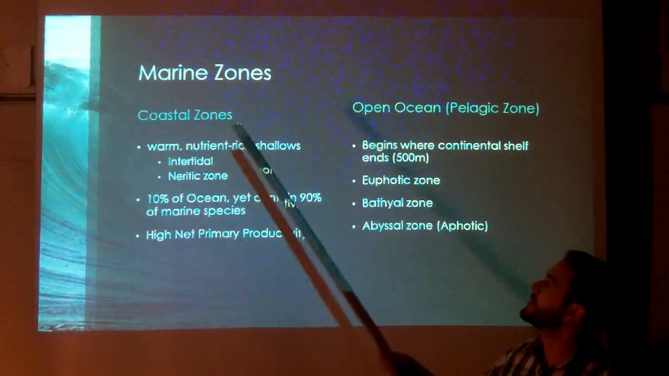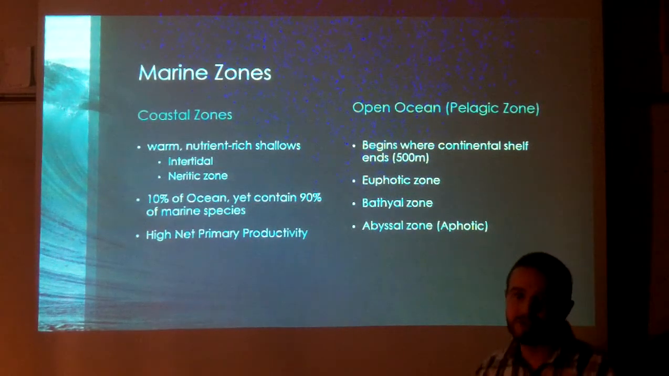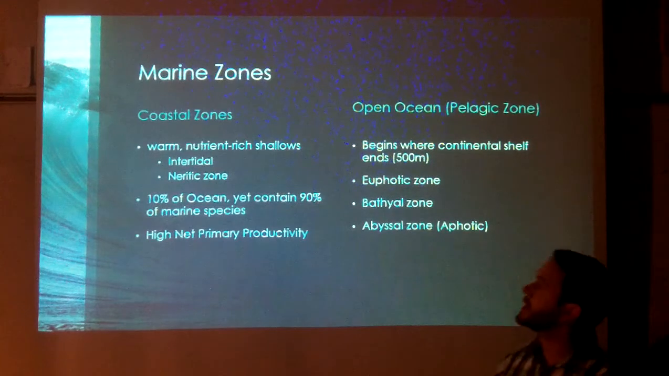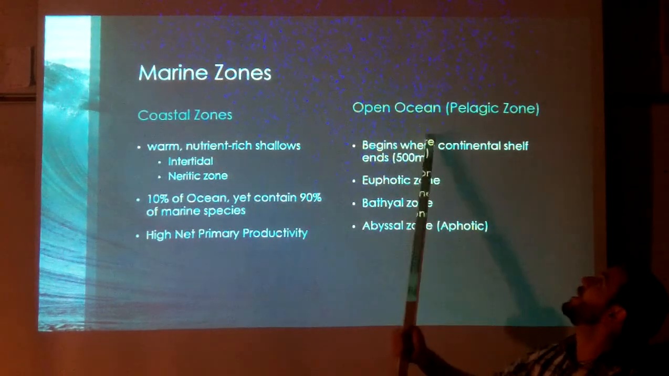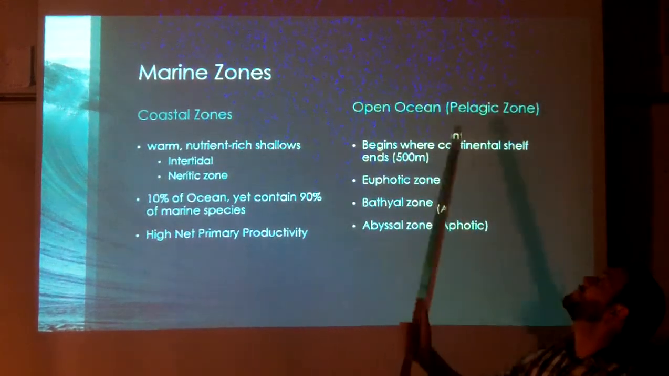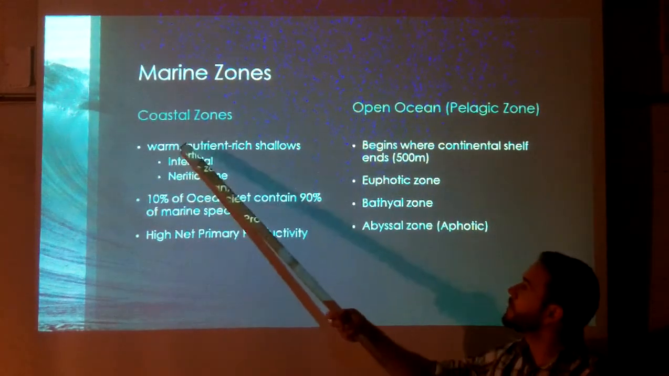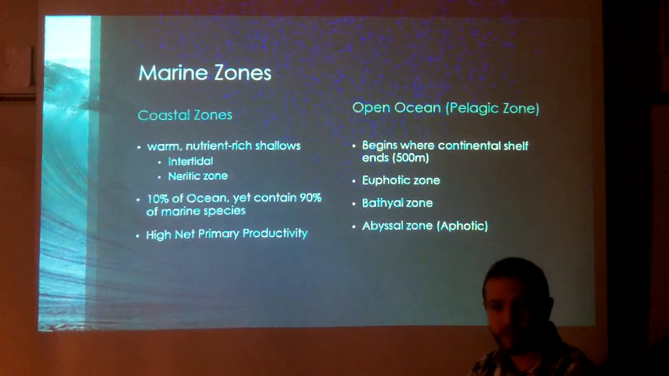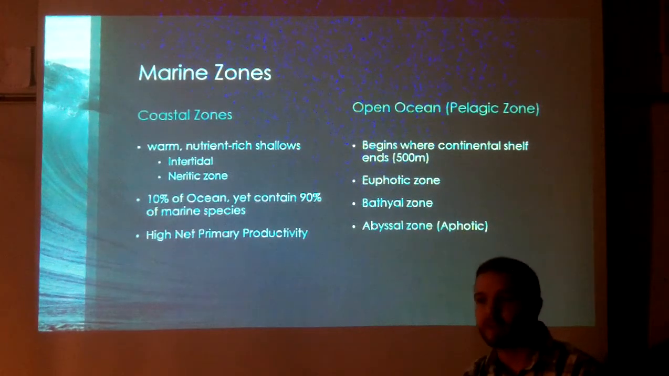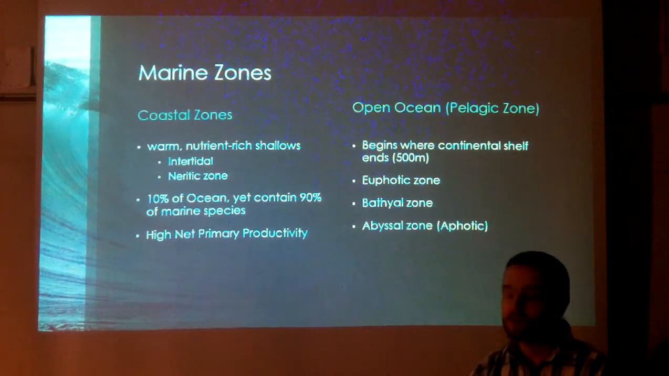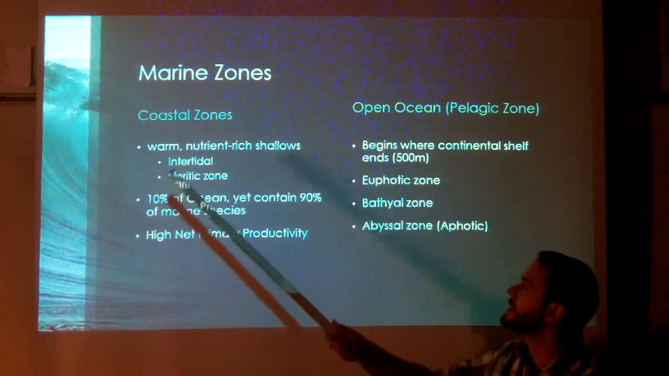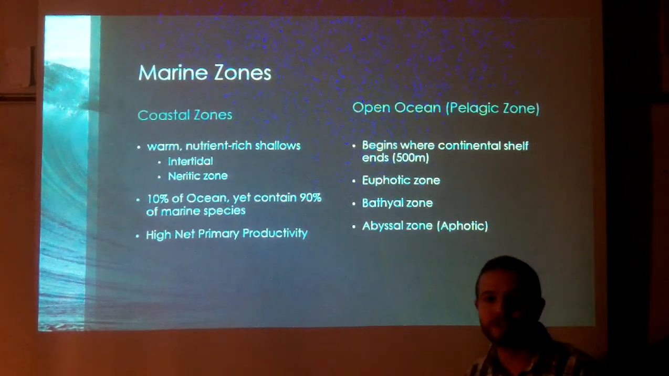So let's look at the marine zones. We break them up into two broad categories, and they're broken up from there. So we've got coastal zones, we've got open ocean, aka the pelagic zone. Coastal zones are warm, nutrient rich, and they're shallow because they're near the coast. So when you take that coast and you break it apart, we've got the first section, the intertidal zone.